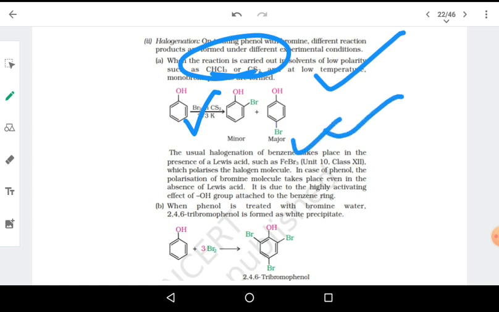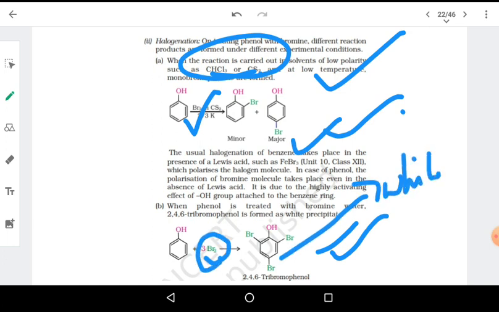We will be getting ortho and para products over there. Now what if I am treating it with bromine water? If I treat it with bromine water, what happens is that I get 2,4,6 tribromophenol. This bromine water is reddish brown in color and this is going to be white in color. So this can be used as a distinguishing test for phenol.